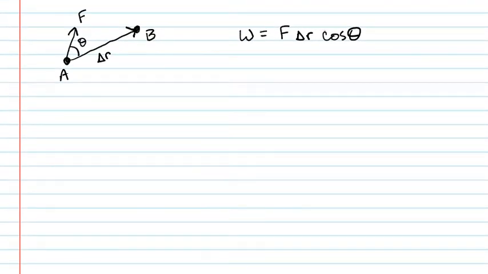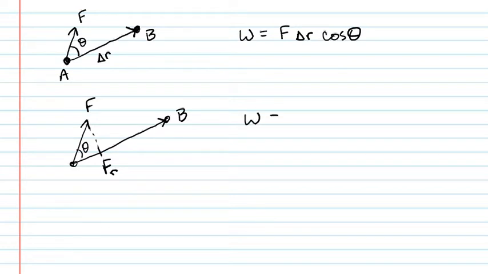The F cosine theta is really the same, to repeat the picture, as the part of the force vector that is in the direction of motion. This is theta. Then F cosine theta, we might refer to this as the R component, and the work is then just F sub R, that part of the force in the direction of motion, times the delta R.